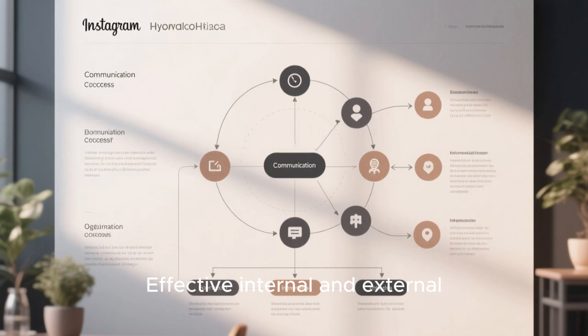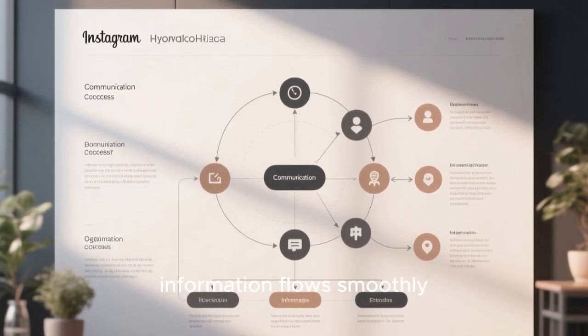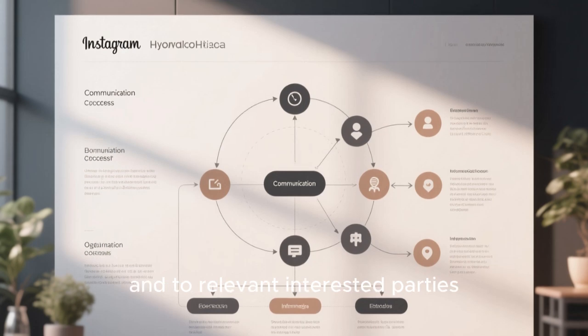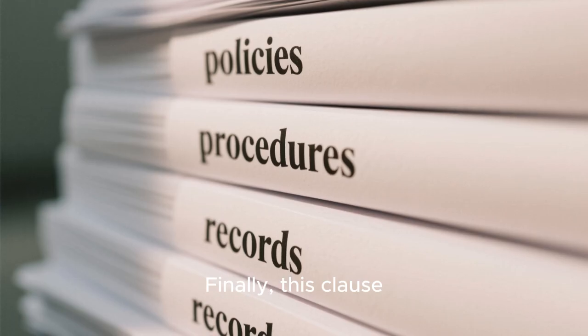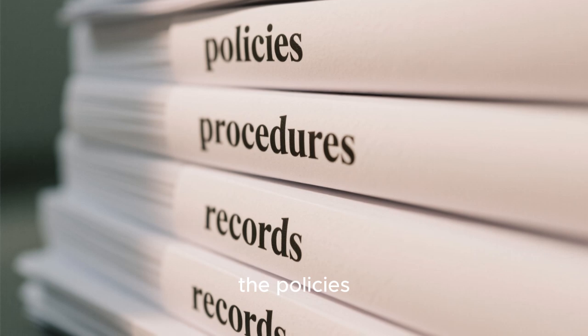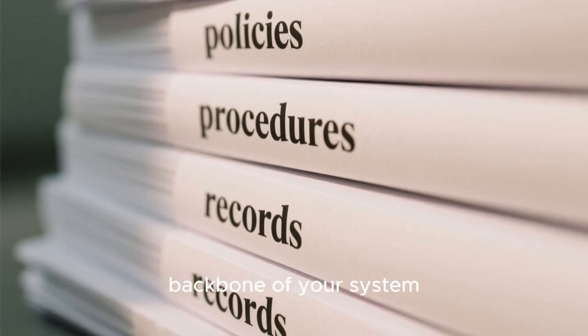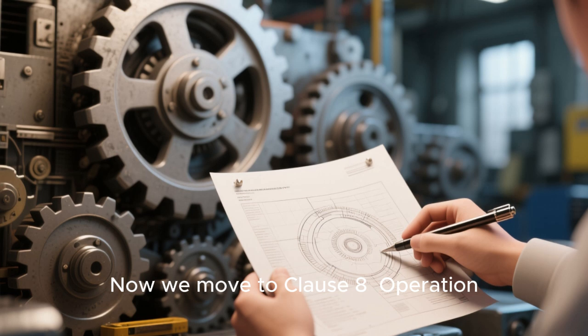Effective internal and external communication processes are essential to ensure information flows smoothly throughout the organization and to relevant interested parties. Finally, this clause outlines the requirements for documented information, the policies, procedures, and records that form the backbone of your system. Now we move to Clause 8, Operation.